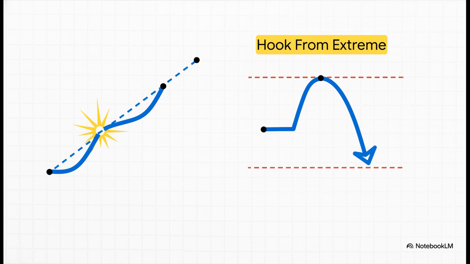And there are a couple of other key patterns you've got to have on your radar. A trendline break on the CCI indicator itself can actually give you an early warning that the trend on your price chart is about to break too. Then you have what's called a hook from extreme. This happens when the CCI goes way up into overbought territory or way down into oversold and then just sharply hooks back. It's a sign that the move is exhausted.